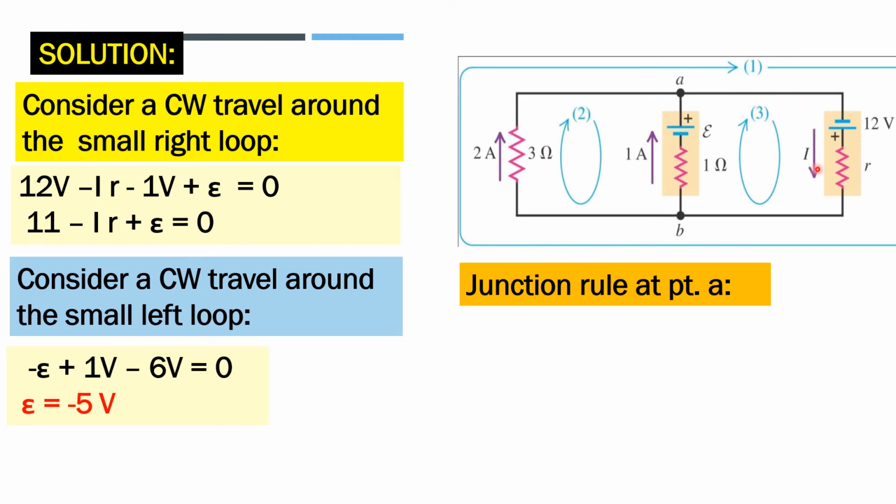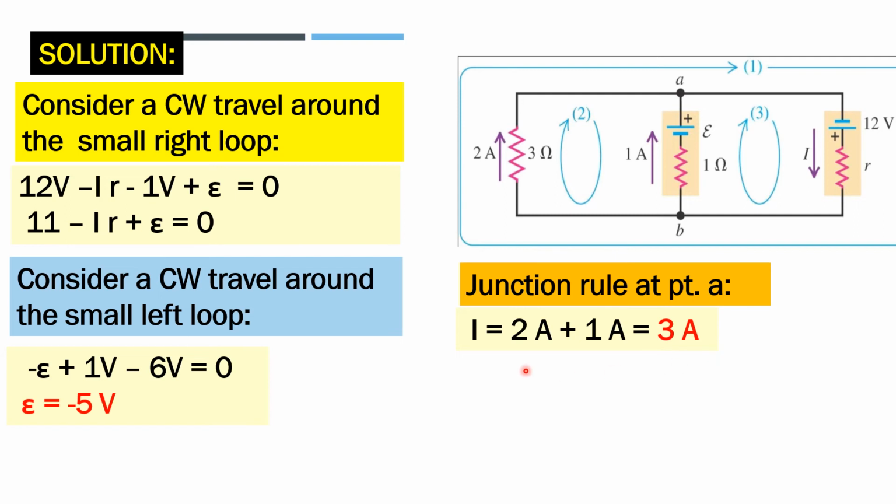So we can establish the relationship among these three currents. According to the junction rule, the current entering a particular junction is equal to the current or currents leaving that particular junction. So our equation will be: the unknown current I is just equal to the sum of the 2 ampere current and the 1 ampere current, which obviously is equal to 3 amperes.